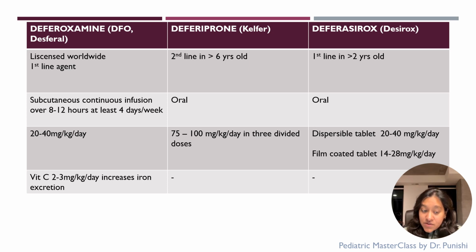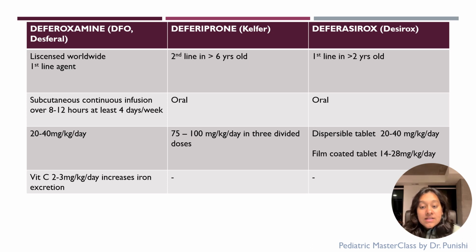So that's about deferoxamine. If we talk about deferriprone, also known as Kelfer, that is the second line oral iron chelator that's used in kids more than 6 years of age. It's an oral preparation. It needs to be given in TDS doses. So the dose is 75 to 100 mg per kg per day, but it has to be divided in 3 doses.